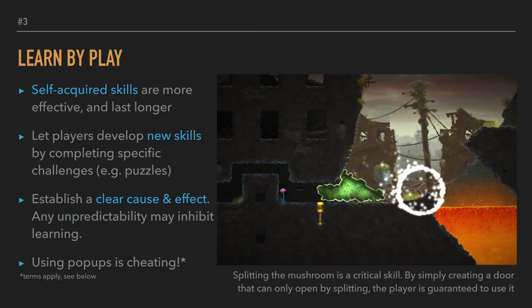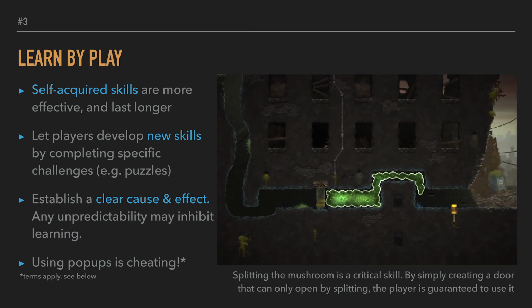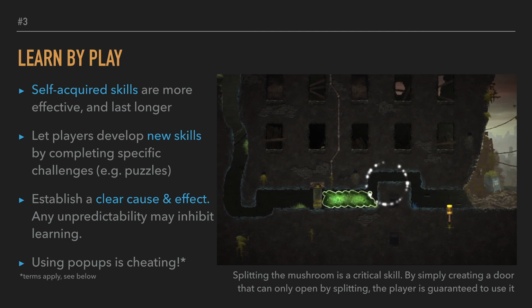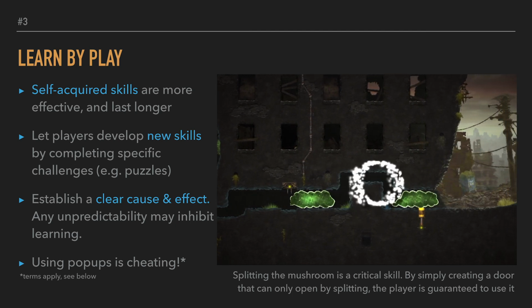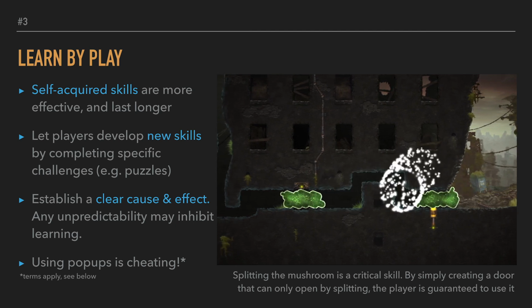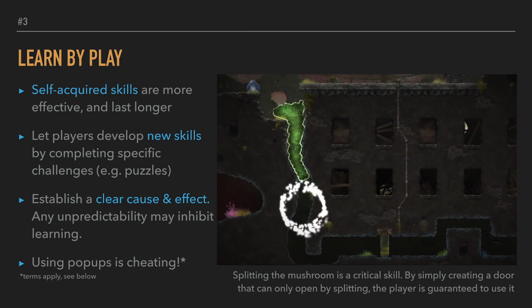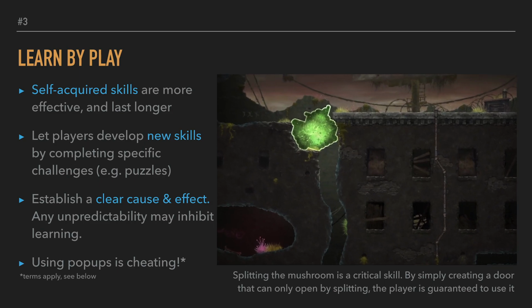So, learn by play. The self-acquired skills are more effective and they last longer. Instead of being told what to do, you are doing the thing because we made a puzzle for you to accomplish that. So let players develop those skills by completing specific challenges that we create for those skills. For this skill in Mushroom 11, the first part of level 1, I needed to teach them how to split, which is an incredibly important part.